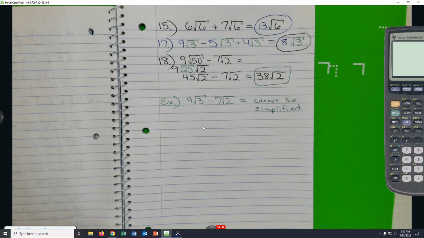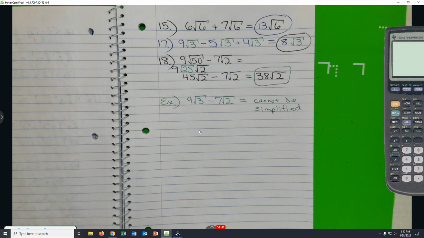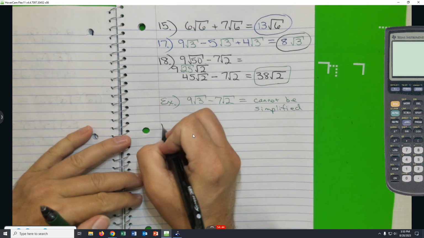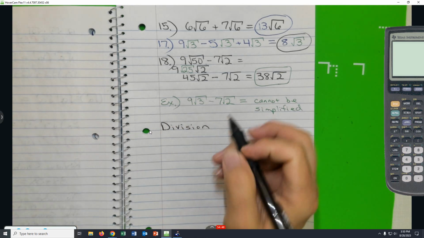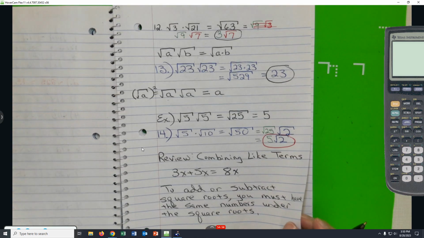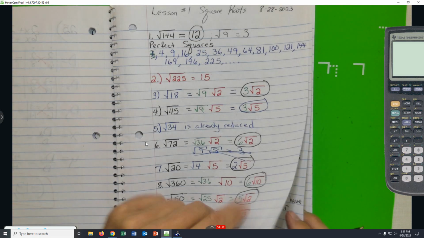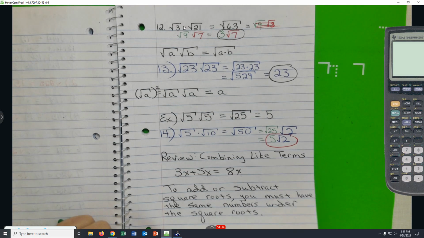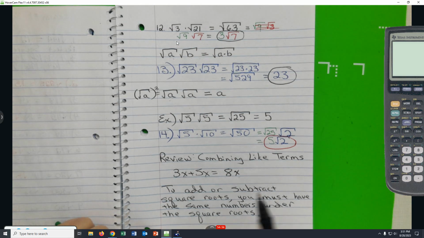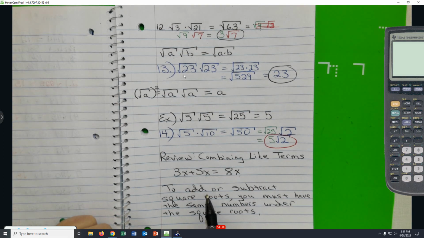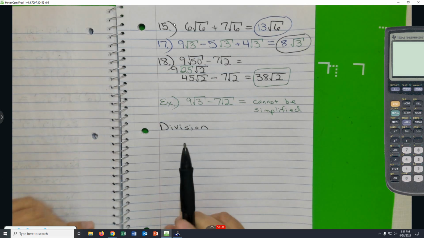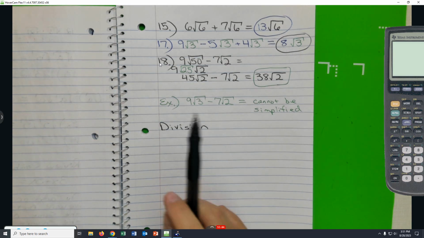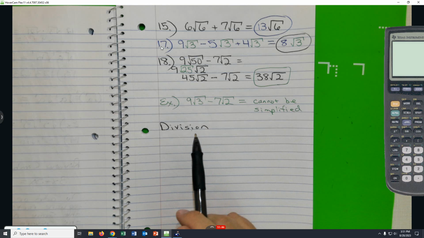Division. A square root divided by a square root. So he's now starting the last 2 problems. The first operation we did was multiplication back over here with number 12. And then we looked at addition and subtraction of square roots. Now, dividing. For division, we're going to express division using a fraction bar.